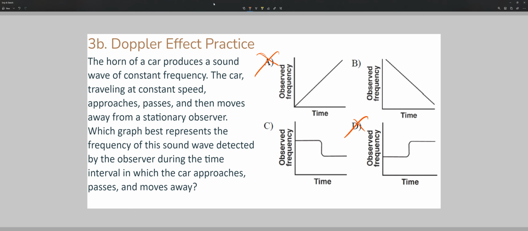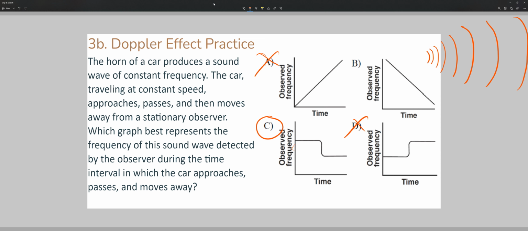Which means the only answer here is C, because B is saying that your frequency is constantly decreasing. Right, so constantly decreasing would kind of look like this, right? You're gradually decreasing the frequency of your waves, and the wavelength gets longer and longer.